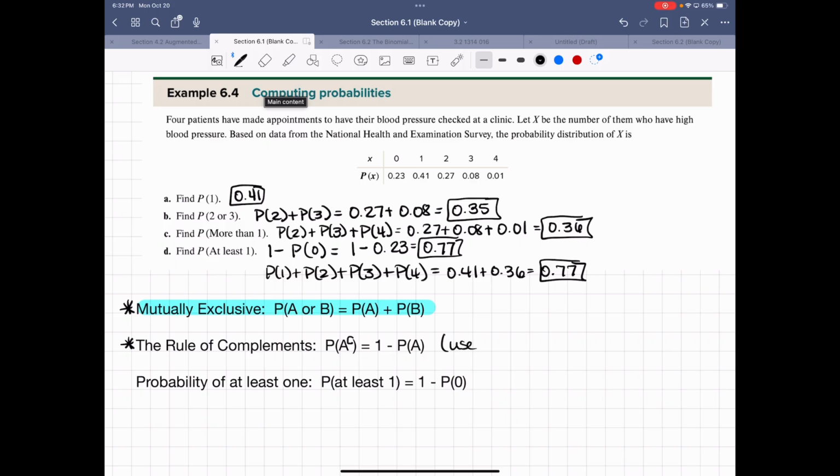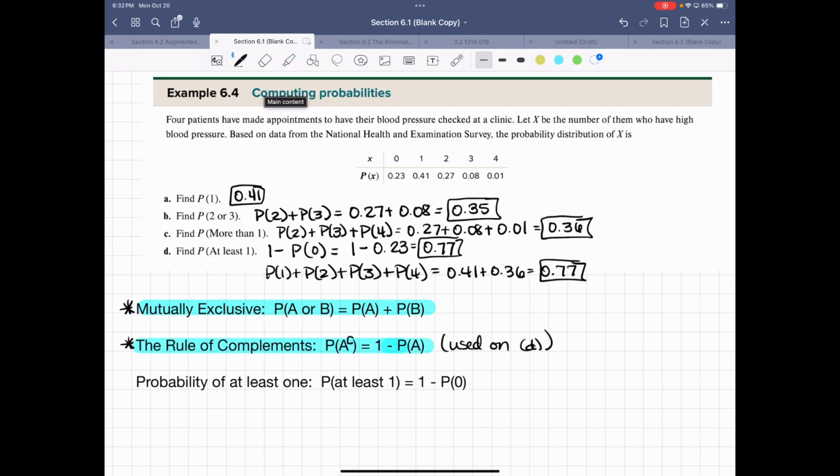Used on D. We use this one a lot on the "at least" problems, because you're talking about everybody but one thing, okay?